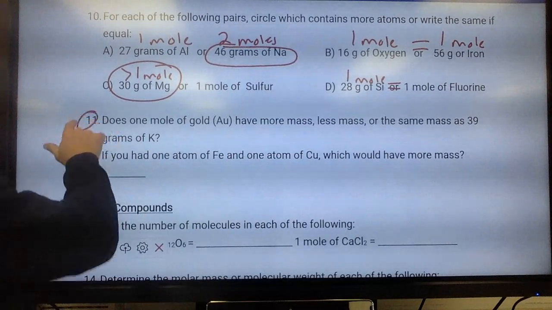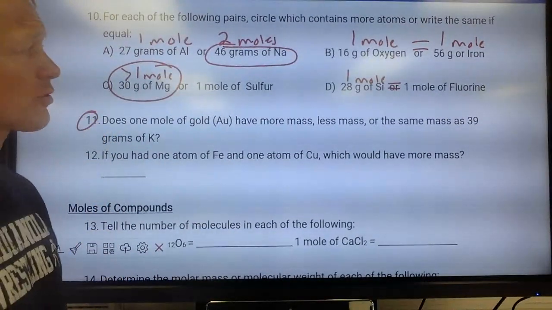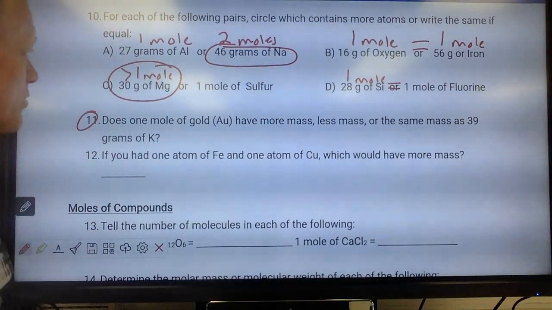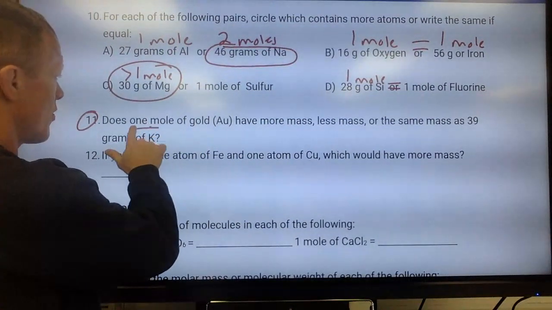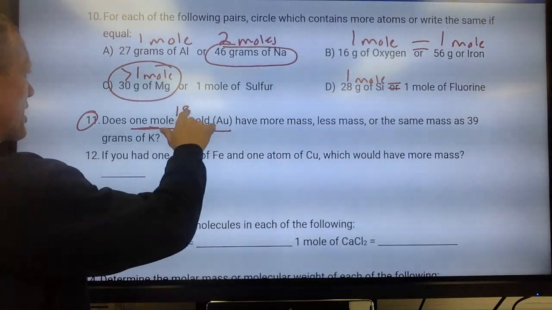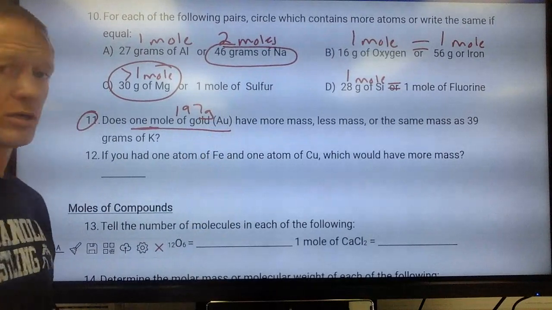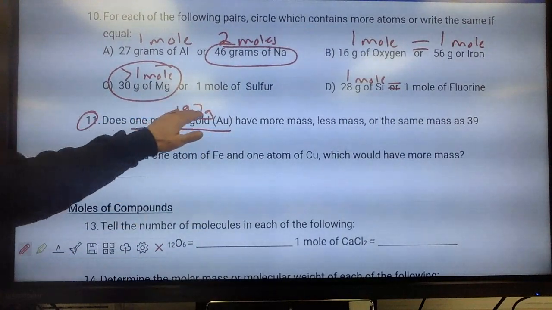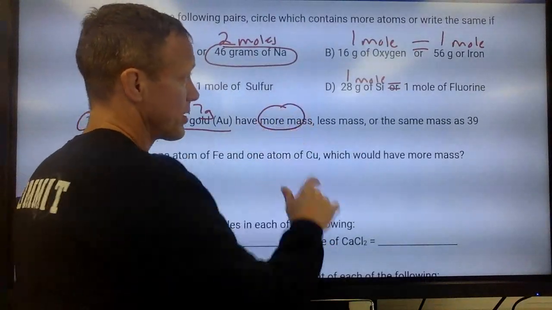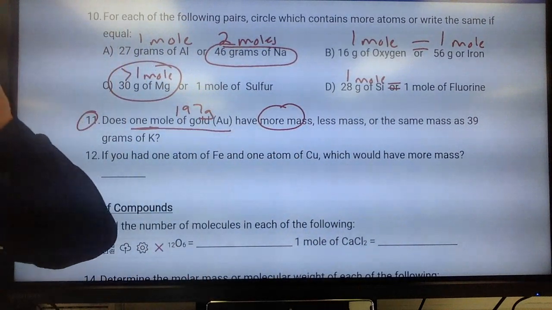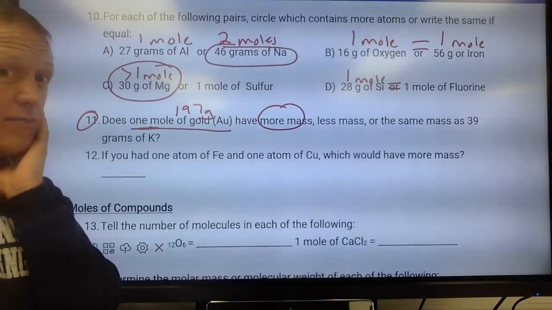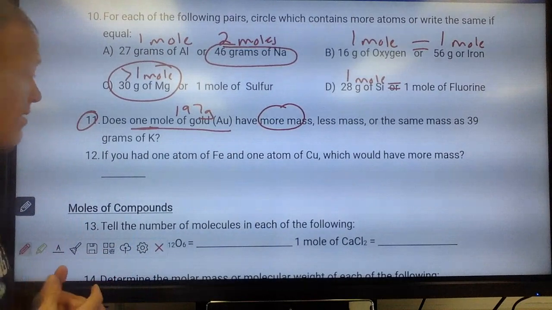So next question here. Does 1 mole of gold have more mass, less mass, or the same mass as 39 grams of potassium? Well, if you look in the periodic table, a mole of gold is 197 grams of gold. So 197 grams is more mass than 39 grams of potassium. They're both a mole, both the same number of atoms, but gold atoms are way bigger, more massive.